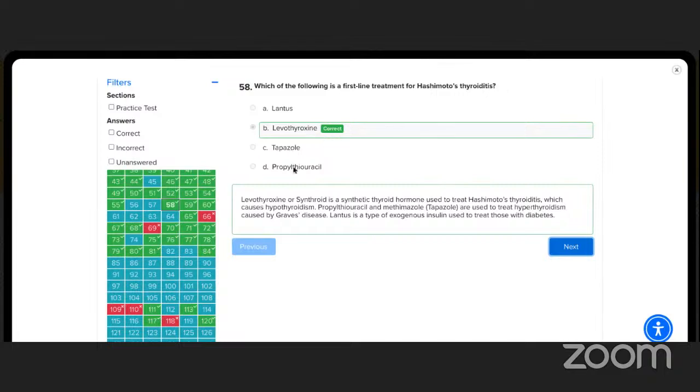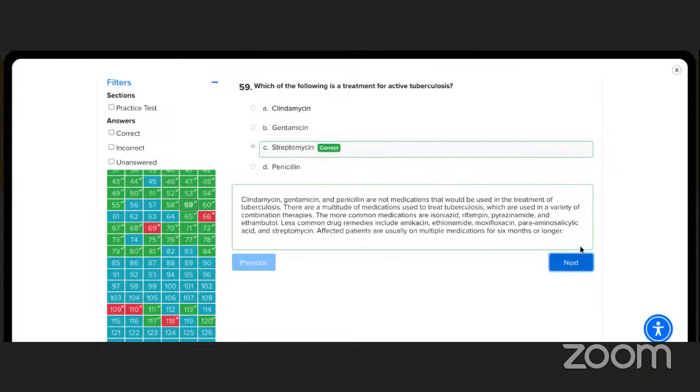But the other two drugs, Tapazole and Propylthiouracil, treat hyperthyroid, the high thyroid, which causes Graves' disease. So this one is a really good note card question. When we study again, I want to go through this one again. Okay.